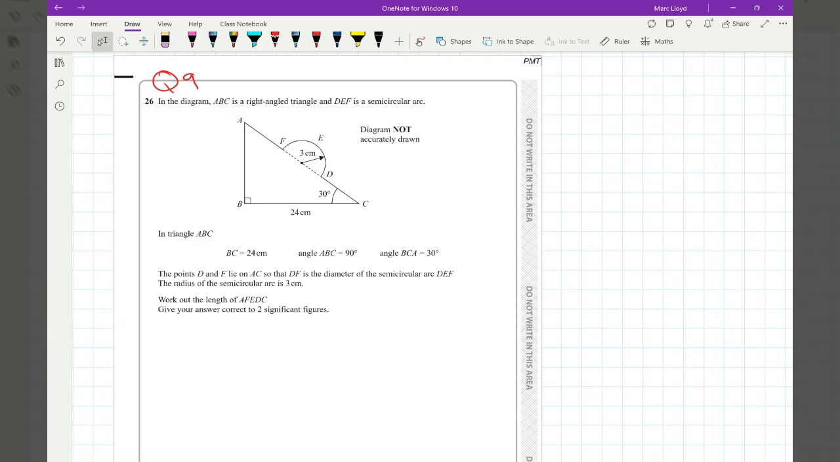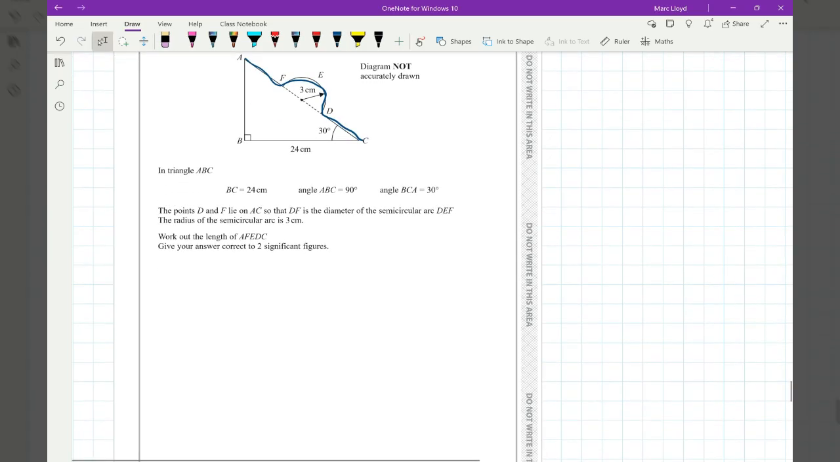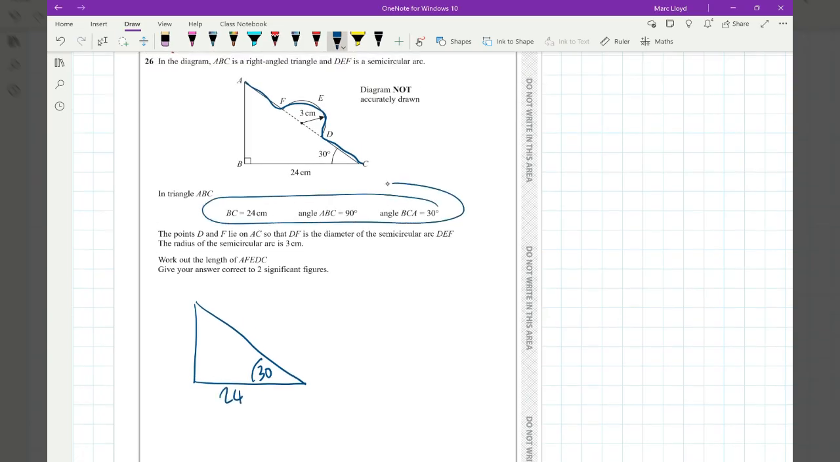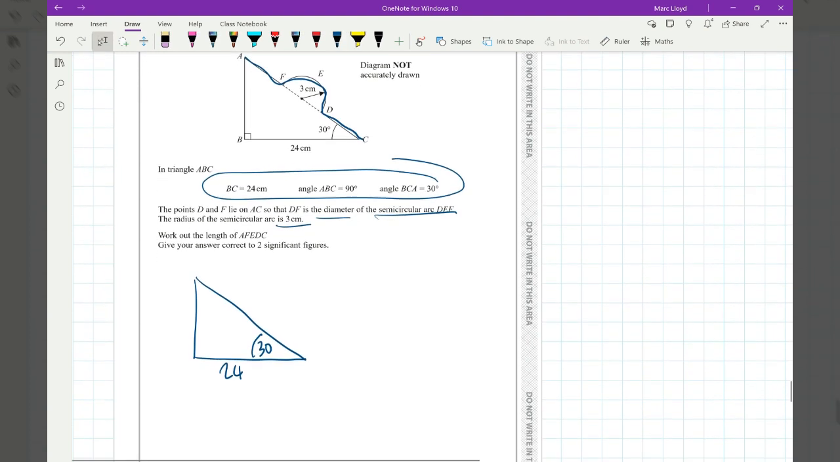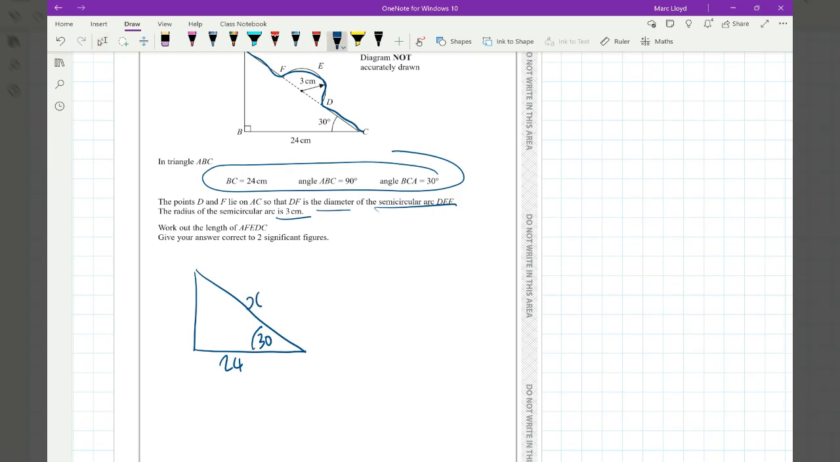Question 9. Work out the length AFEDC, which is like that. What I'm seeing is a right angle triangle. I'm going to find that length first. 30, 24. Lots of this is all waffle, semicircular, diameter, radius is 3. It's all on the diagram. We just need to find that wobbly length.